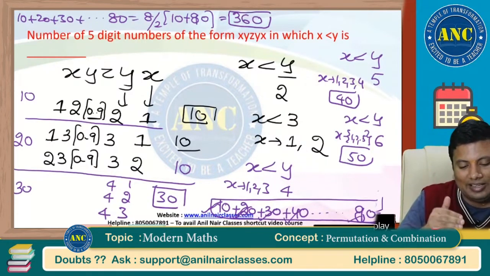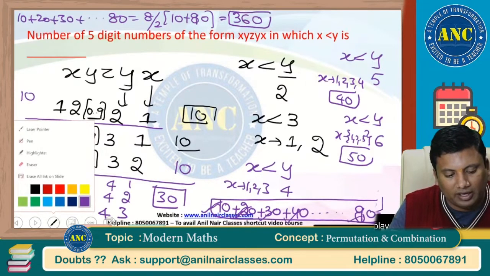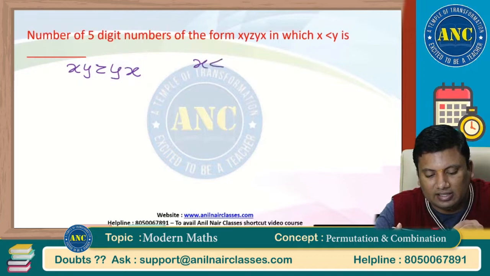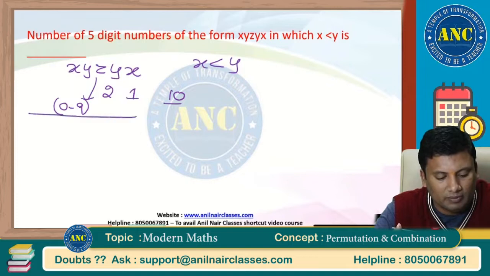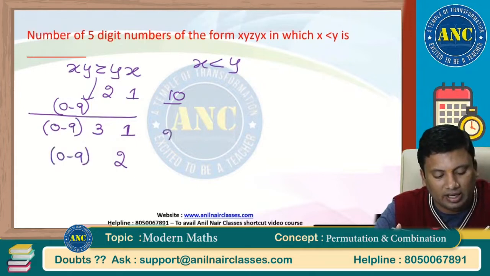Instead of doing these one by one, I did it orally. Just by looking at the question itself, you will get the pattern, sir. If you closely write it, x, y, z, y, x. X is less than y. If y is 2, x will be 1, z will be 0 to 9, which is nothing but 10. Similarly, if y is 3, x will be either 1 or 2, and z is 0 to 9. So here it is 10 plus 10, 20.